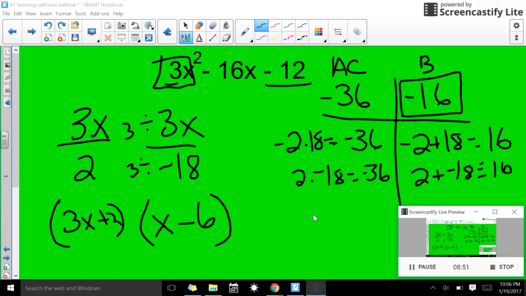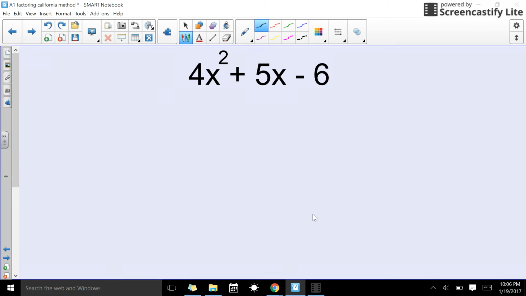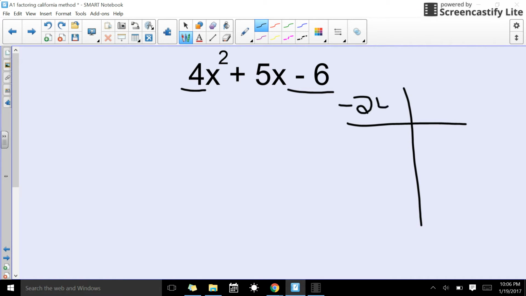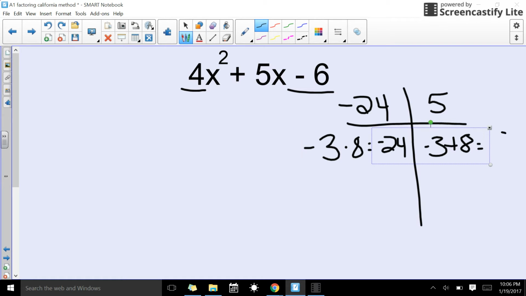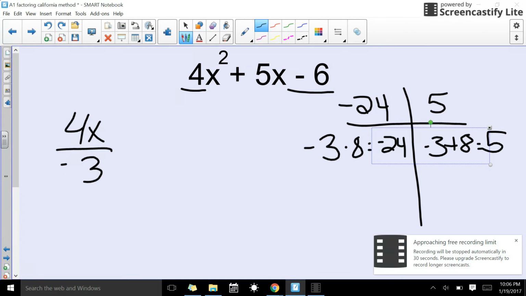Let's see how we're doing. All right. 4x squared plus 5x minus 6. Okay, I have my A and my C. When I multiply those together, I get negative 24. My B is 5. Let's try negative 3 and 8, which gives me negative 24. Negative 3 plus 8 will give me 5. We're good to go. So I'm going to come over here. I'm going to do 4x over negative 3, and I'm going to do 4x over 8.